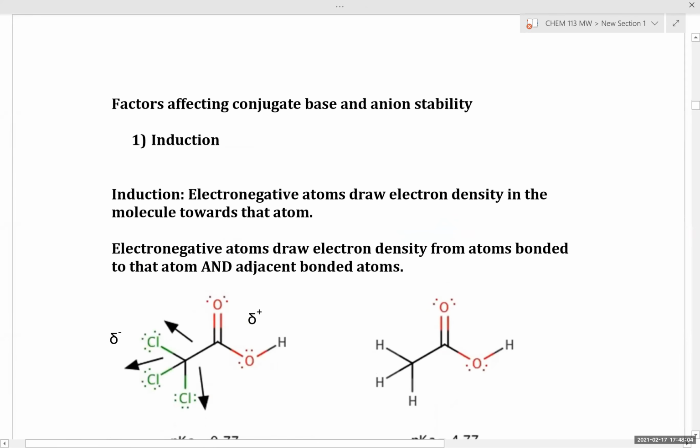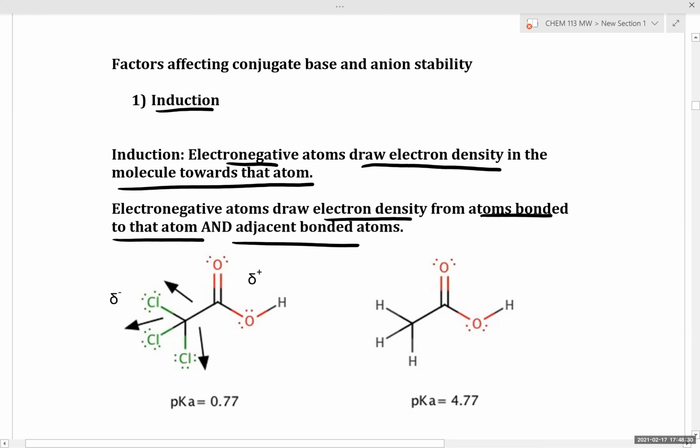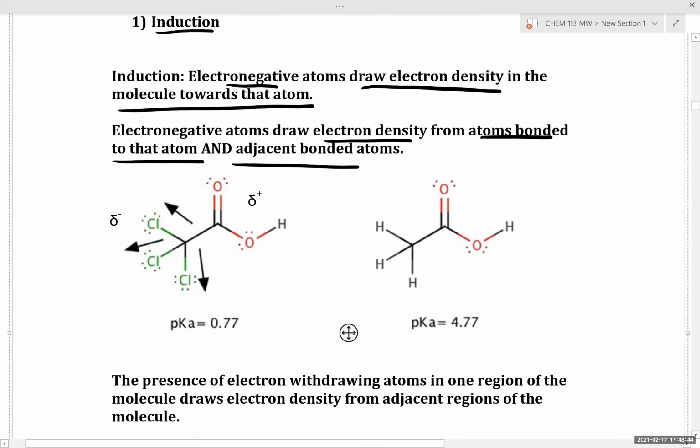Okay, there are a few other factors affecting conjugate base and anion stability, which in turn affects acid strength. The first of which is induction. Induction is built on this idea that electronegative atoms draw electron density in the molecule towards that atom. And this withdrawing effect draws electron density from atoms bonded to the electronegative atom and adjacent atoms. So there's a through bond inductive effect. Electron withdrawing substituents draw electron density in the molecule towards the electronegative atom, so that leads to electron rich and electron deficient regions.